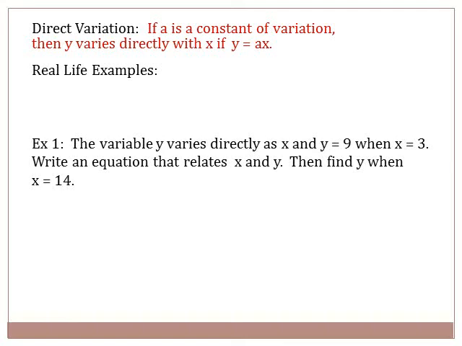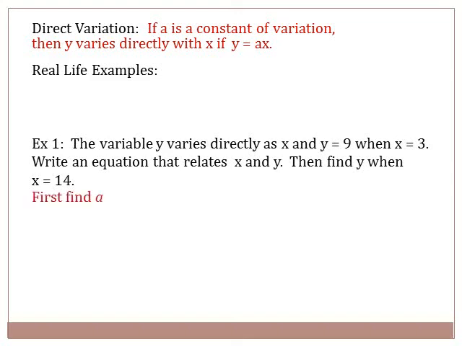The variable y varies directly as x. It's all about the y. When you have a variable listed first, it's going to be y equals a times x. And y is equal to 9 when x equals 3. Write an equation that relates x and y. Then find y when x is equal to 14.